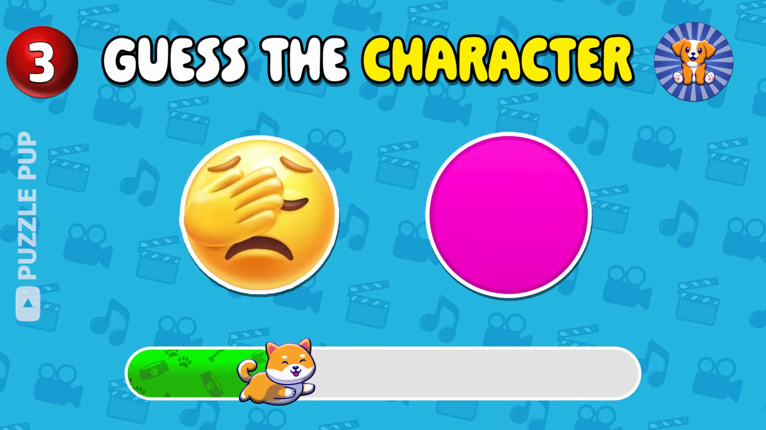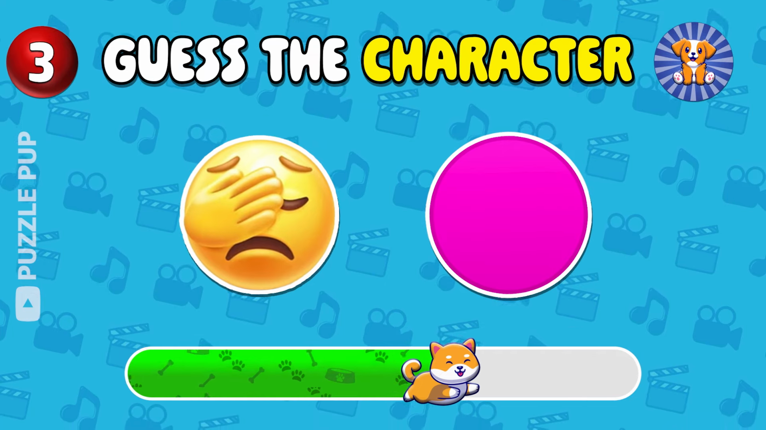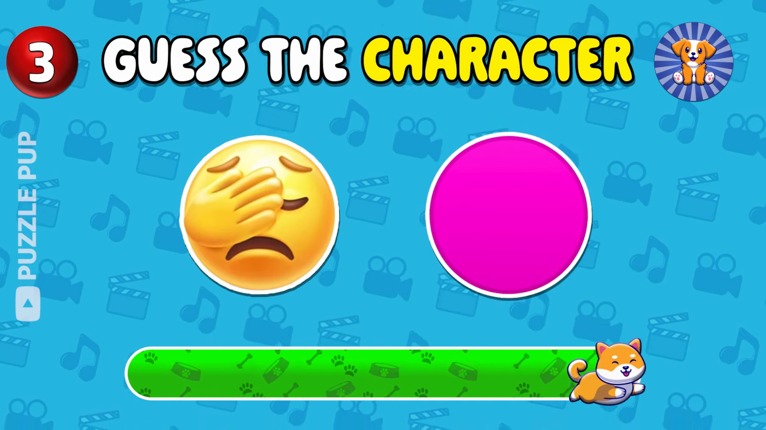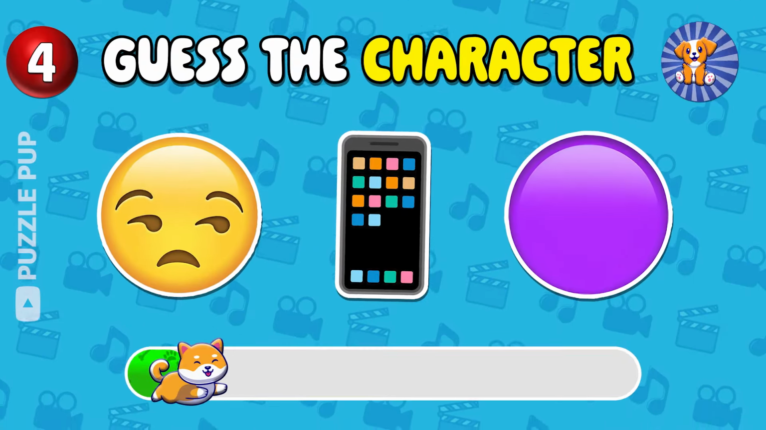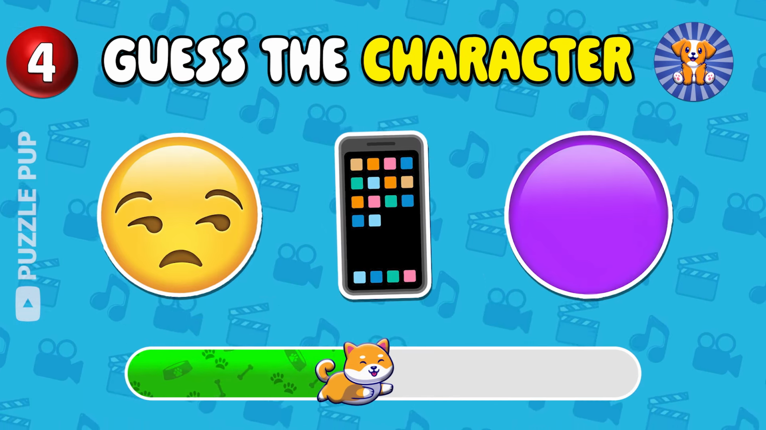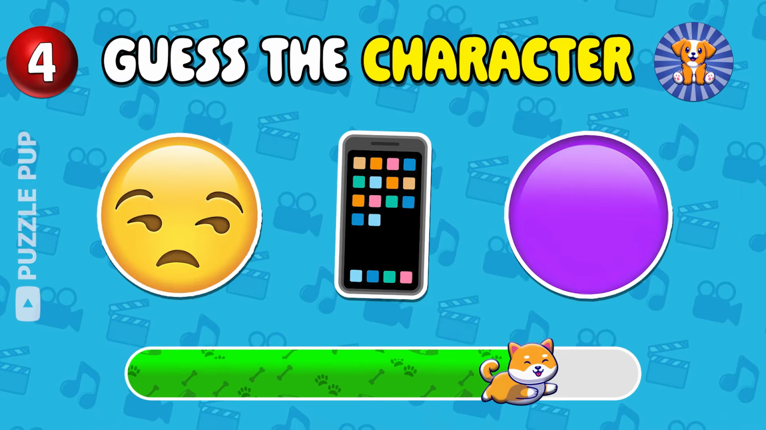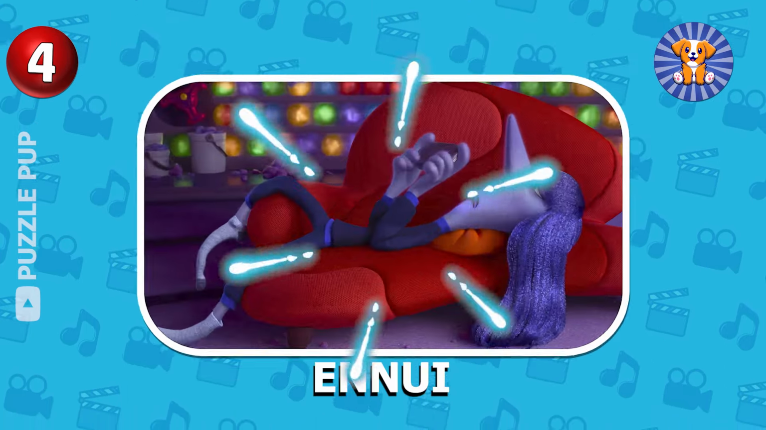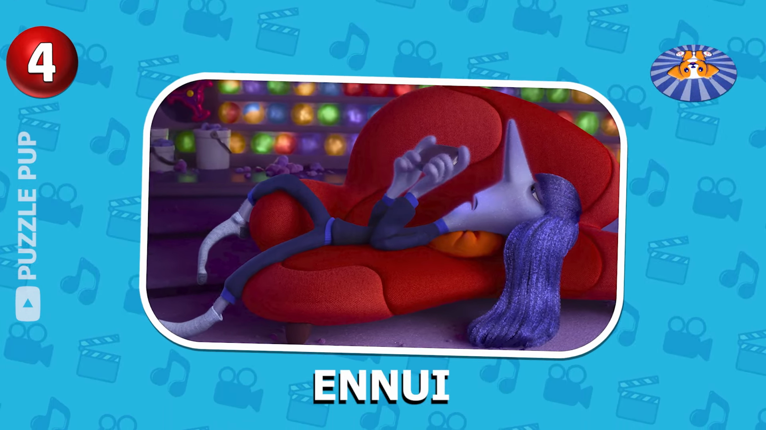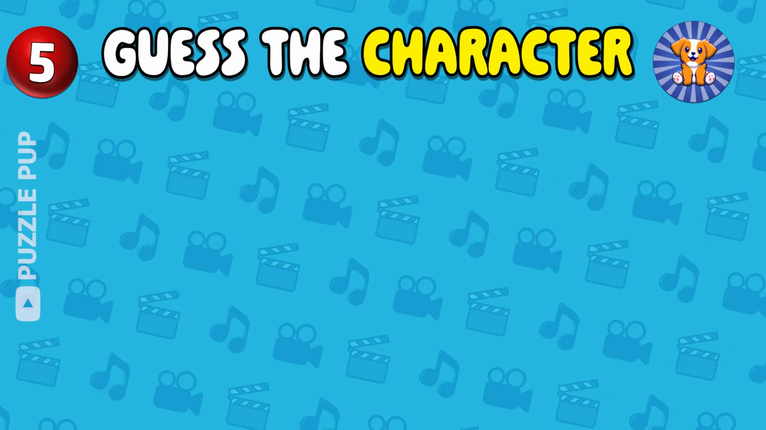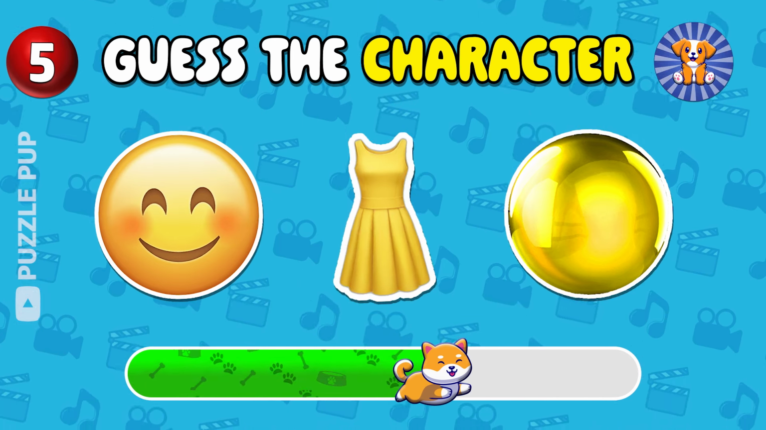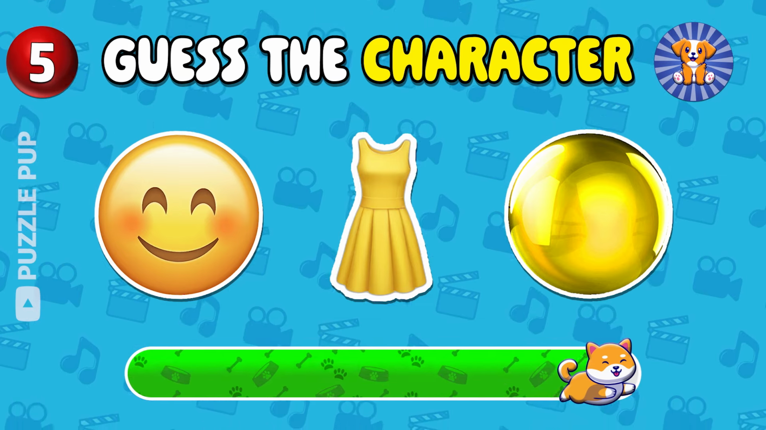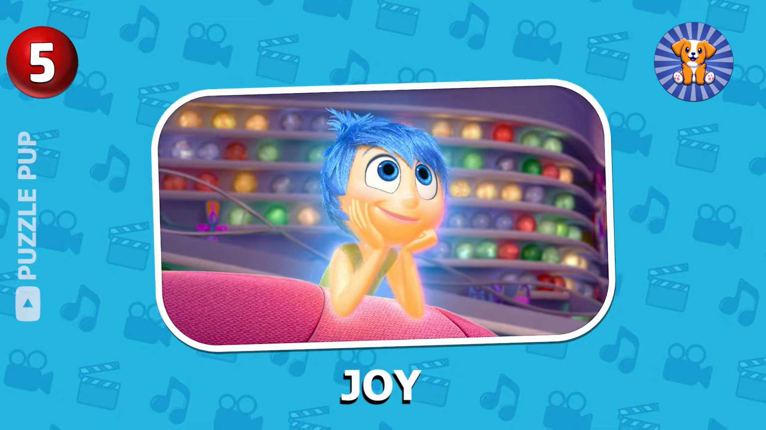Can you identify the character? Fantastic! It's Embarrassment. Round 4. Which character is this? Amazing! It's Ennui. I think you can guess this character easily. You are right, it's Joy.